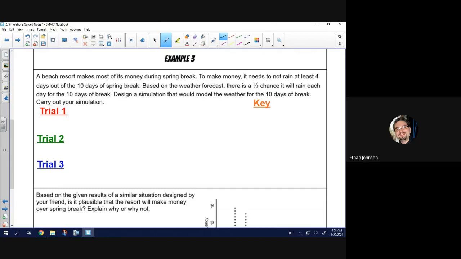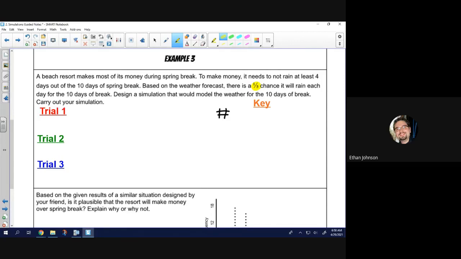So, key. This key is going to be slightly different. We still need to know numbers. But first, we need to talk about what we're talking about. Looking at it, we're talking about a hotel or a resort that wants to make money. And things that could happen is, well, it could rain or it could not rain. So I want to talk about that fraction.